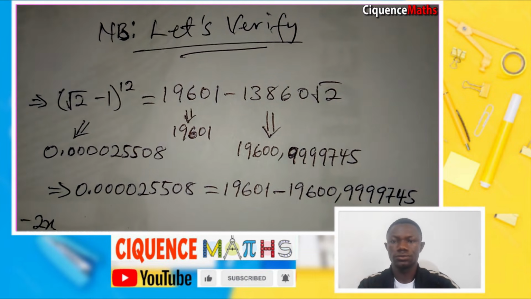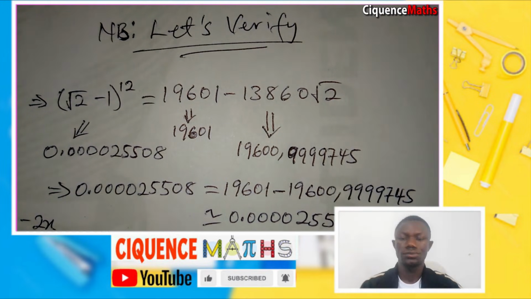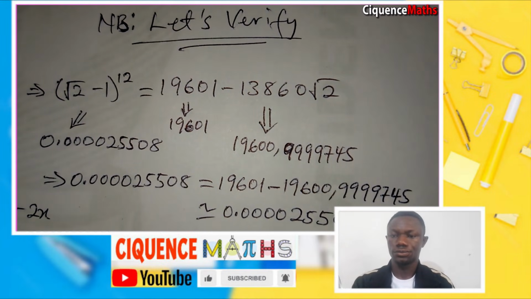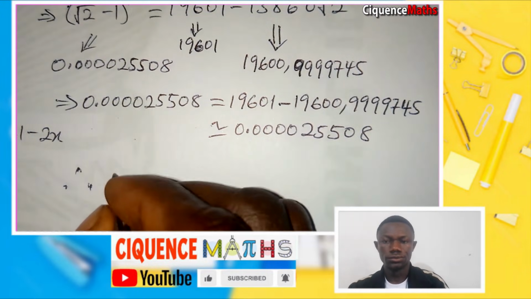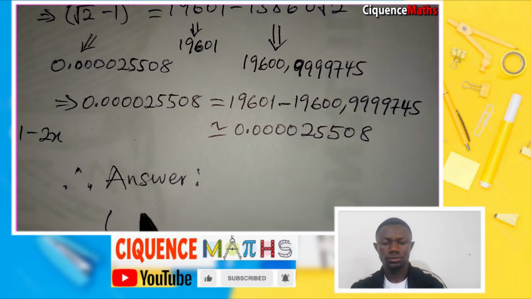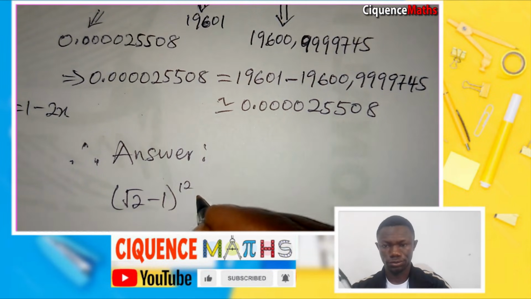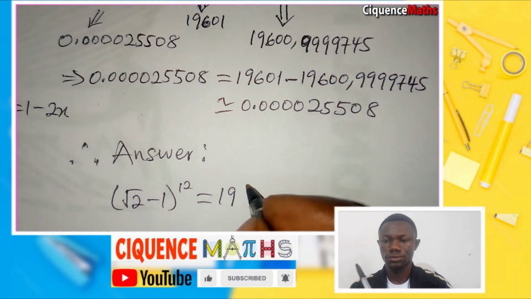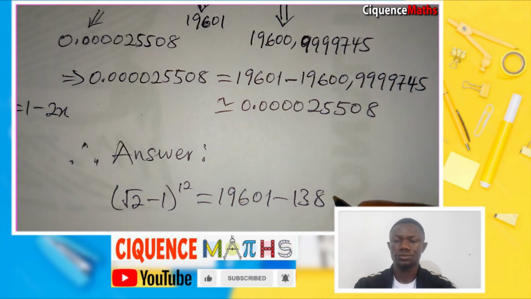When we continue to simplify this, we have approximately 0.0000255, approximately the same as 0.000025508. So it really shows that the value for root 2 minus 1 to the exponent 12 is equal to 19,601 minus 13,860 root 2 as our final answer.